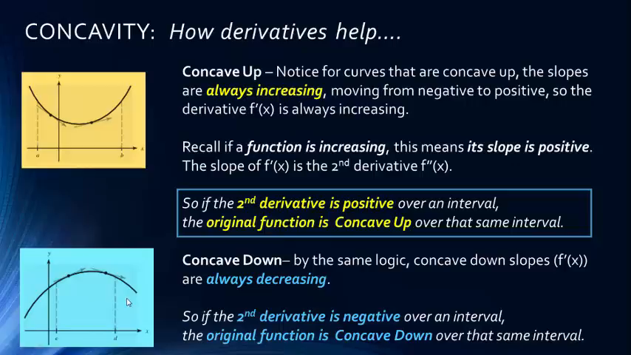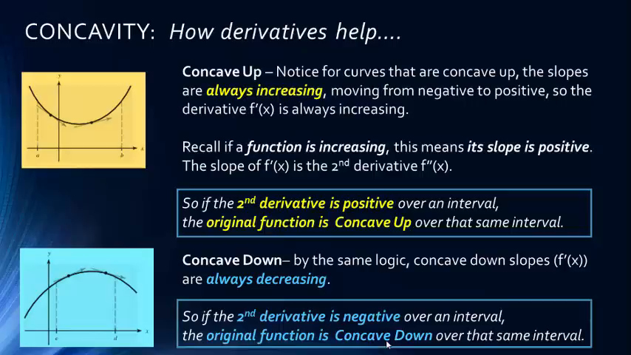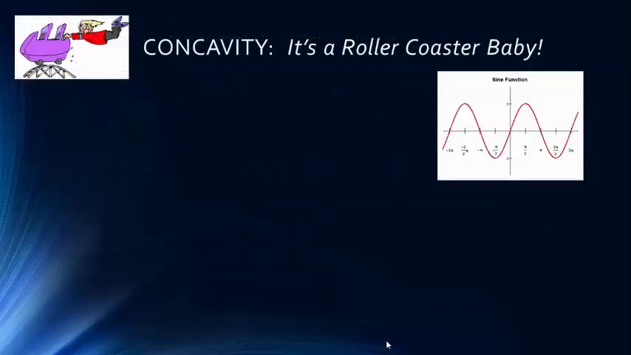And if the function of the derivative is always decreasing, that means its slope is negative. So the second derivative is negative over that interval. Then we have a concave down curve. Okay? I know that's a lot to take in. You might want to listen to this one slide again. Because for me even, I have to slow down and really think through these. Okay? All right.